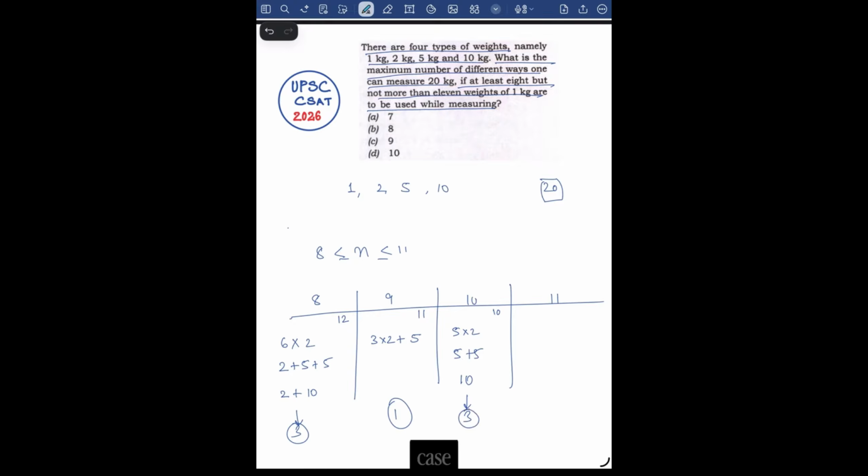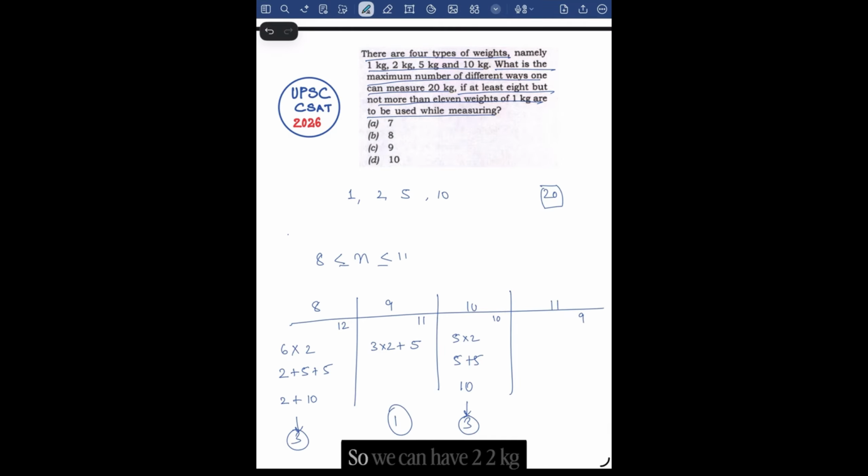Now let's check the last case, when the number of 1 kg weights is 11. So the remaining weight will be 9. So we can have 2 2 kg weights, 2 plus 2, and 1 5 kg weight, so 2 plus 2 plus 5. We don't have any other possibilities under this case. So the number of possibilities under this case is 1. So the total number of possibilities will be 3 plus 1 plus 3 plus 1. This gives us 8. Hence the correct option is option B.